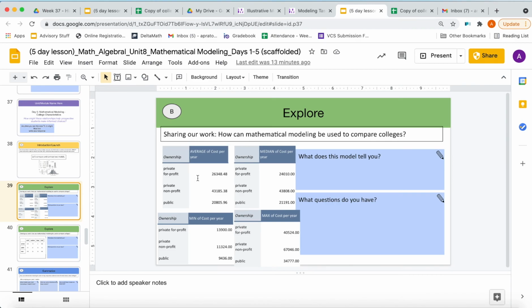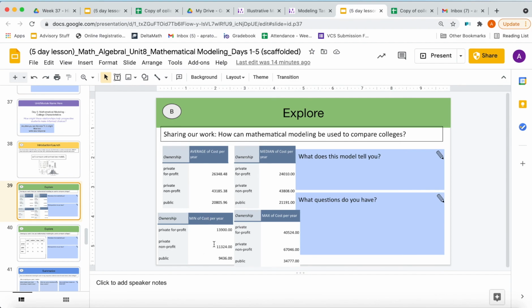So what am I noticing? Or the median cost per year, minimum of the cost per year, or the maximum of the cost per year? So they're looking at these statistical pieces of information. Well, by looking at this, I'm seeing that overall, private nonprofits have the highest average, the highest median. They have the lowest minimum, but also the highest maximum. So I'm thinking that private nonprofit colleges are going to be the most expensive college to choose, typically, but there are some situations where they might not be.